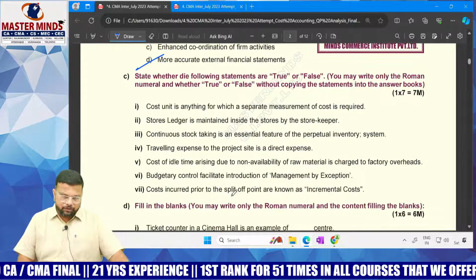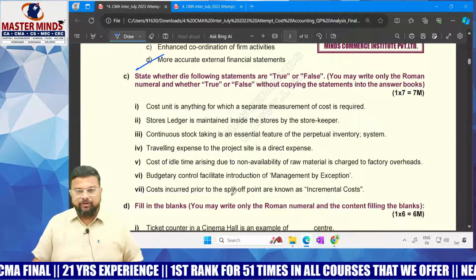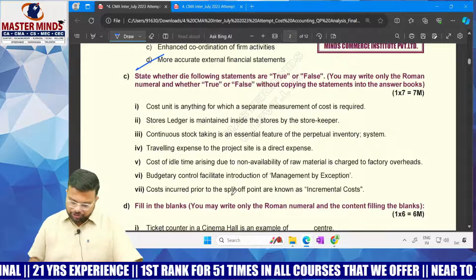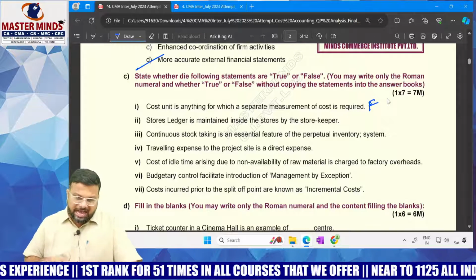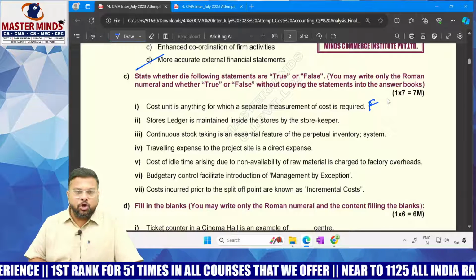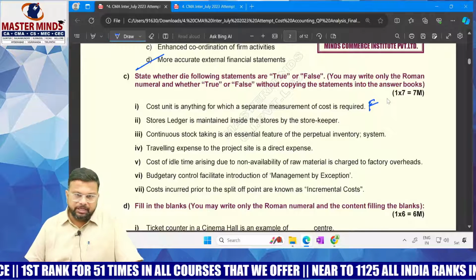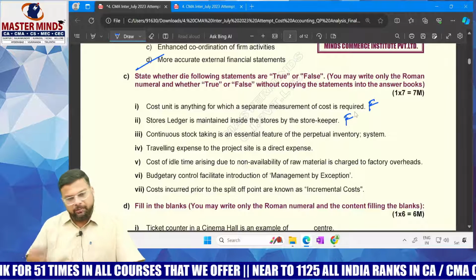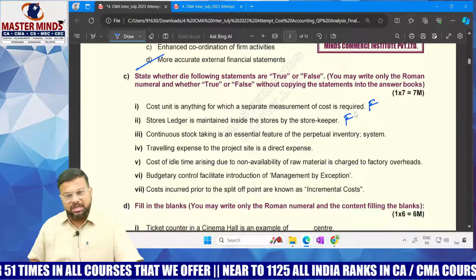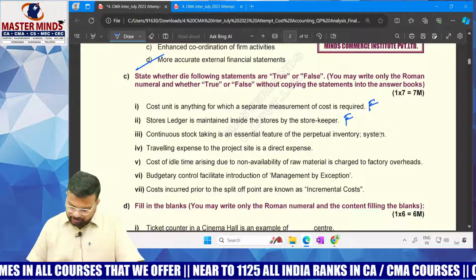Next, true or false? Cost unit is anything for which a separate measurement of cost is required. That is false, because the statement will be true if we had mentioned cost object, not cost unit. Store surcharge is maintained inside the stores by the storekeeper. That is also false. Store surcharge is maintained by the accounts department. Continuous stock keeping is an essential feature of perpetual inventory system. That is true.